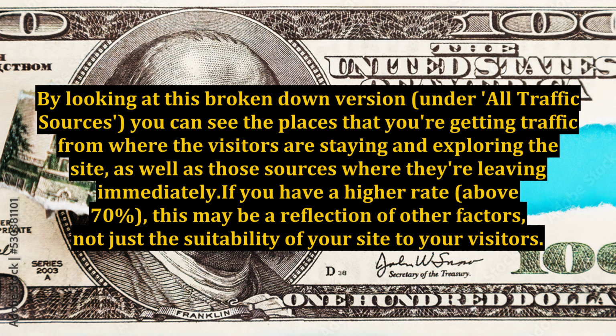By looking at this broken down version, under all traffic sources, you can see the places that you're getting traffic from, where the visitors are staying and exploring the site, as well as those sources where they're leaving immediately. If you have a higher rate, above 70%, this may be a reflection of other factors, not just the suitability of your site to your visitors.